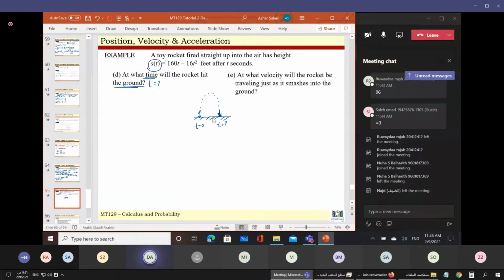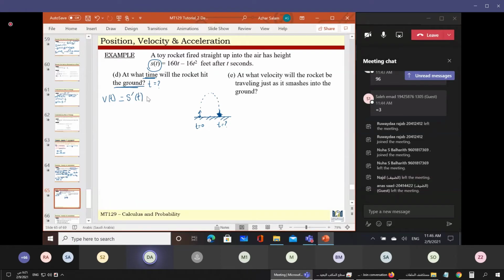Notice here that the speed when the rocket hits the ground will be 0. So I will find the speed, which is s dash, the velocity v of t. It will be s dash, as we found before. It was 160 minus 32t. The speed when it hits the ground will stop, so the speed will be 0.